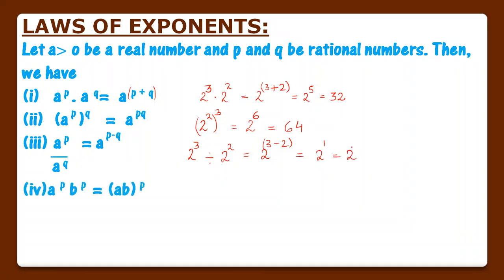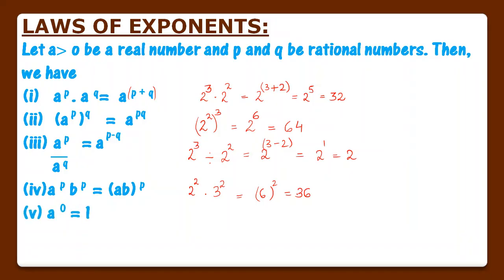Then the fourth identity is a raised to the power p multiplied by b raised to the power p is equal to ab whole raised to the power p. In this identity we have different bases but same powers. So we will apply this as our law. Suppose 2 raised to the power 2 multiplied by 3 raised to the power 2. 2 3s are 6. 6 whole raised to the power 2, which is equal to 36.